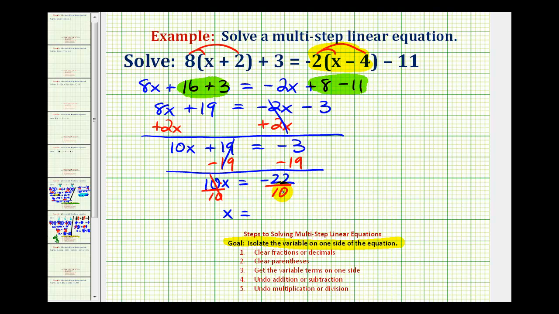But these do share a common factor of 2. Let's go ahead and write that out. We can write -22 as -2 times 11, and we can write 10 as 2 times 5. So there's the common factor of 2. So this simplifies to -11 fifths, which is simplified in fraction form. This is an improper fraction, so if we wanted to express this as a mixed number, we would have to divide 11 by 5. Let's go ahead and do that.